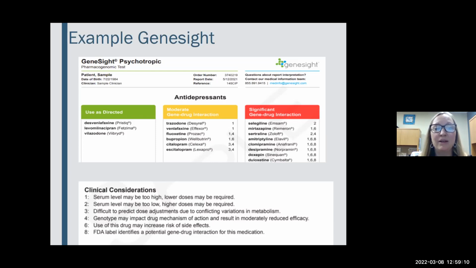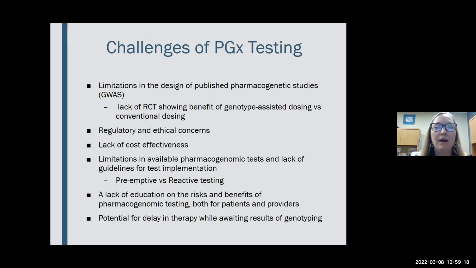Whereas doxepin, this is going to tell me absolutely avoid doxepin. This patient is going to have very significant side effects to this. We're getting better about it, but there's so much data out there and so many studies that you kind of just have to stay up with it.